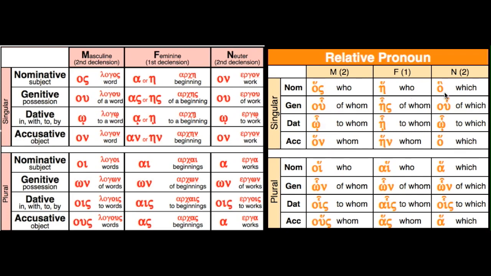Now look at the neuter here. This is the one exception, and there's only one. The neuter is ha rather than like han here. So we have ha, hu, ho, ha, and then ha, hon, hois, ha. So the forms of the relative pronoun are very easy. And you can see that they are masculine, feminine, and neuter, singular and plural, and they show you the case.